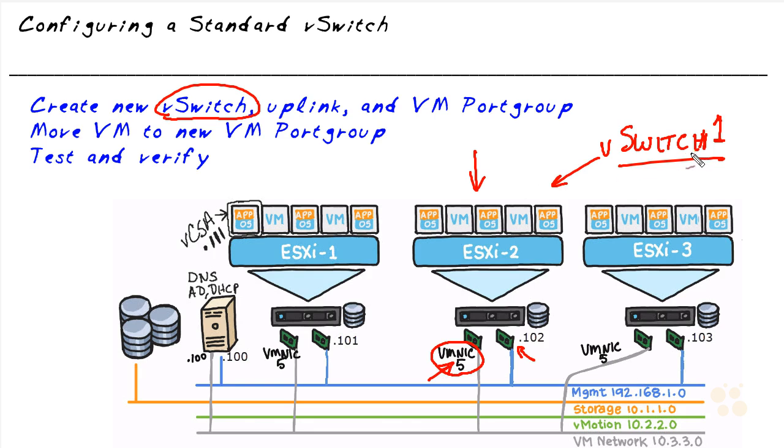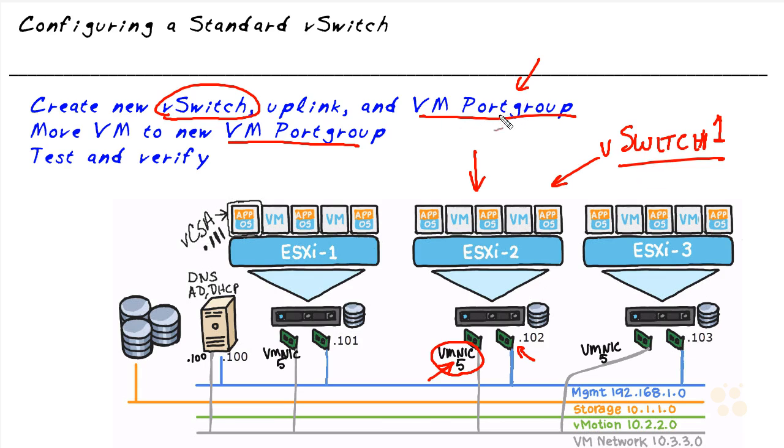And for this new vSwitch, we'll go ahead and use VMNIC5 as the physical interface that we're going to use to go ahead and connect to the external world. And when I say external world, I mean external outside of the logic and guts, if you will, of the ESXi host. And last but not least, let's also create a new VM port group on that new virtual switch.